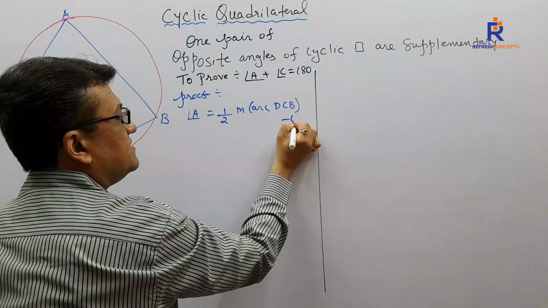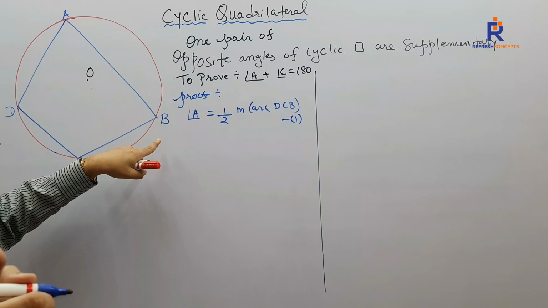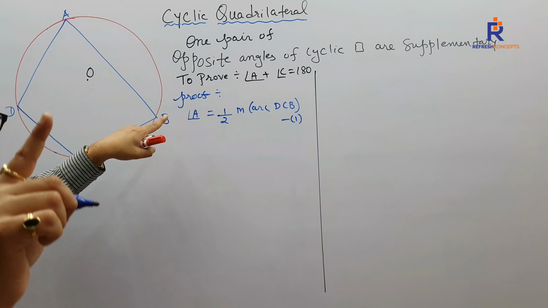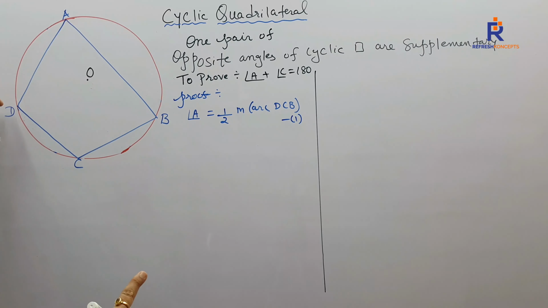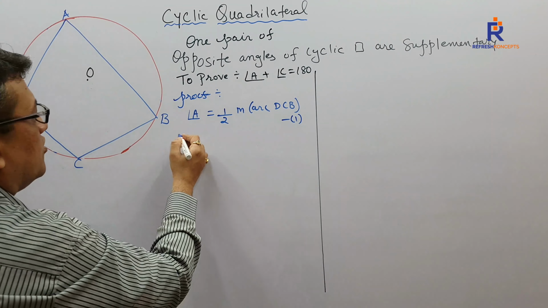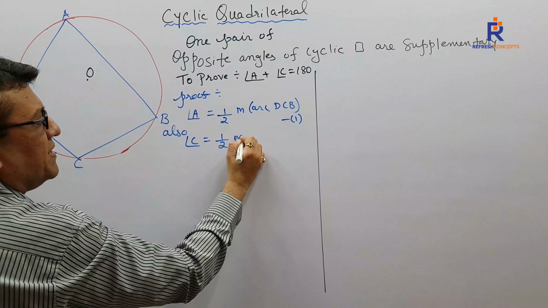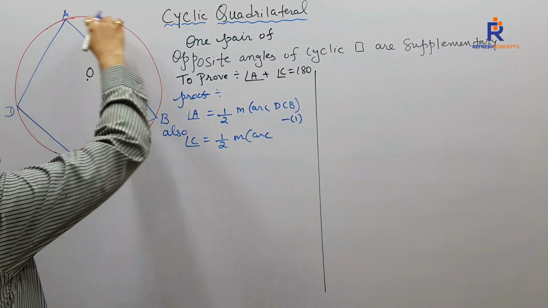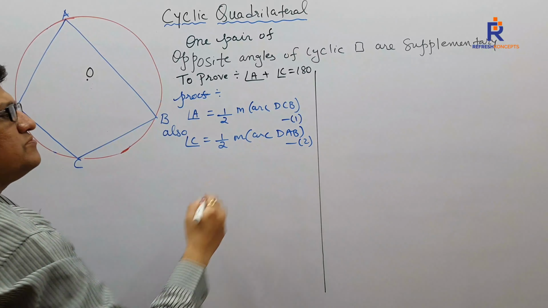Equation number 1. On the same lines, what is angle C? Angle C, which is DCB, is also an inscribed angle. And what is its intercepted arc? DAB, because it is arc DAB which is forming angle C. Also, angle C is half of measure arc DAB. This is my equation number 2.